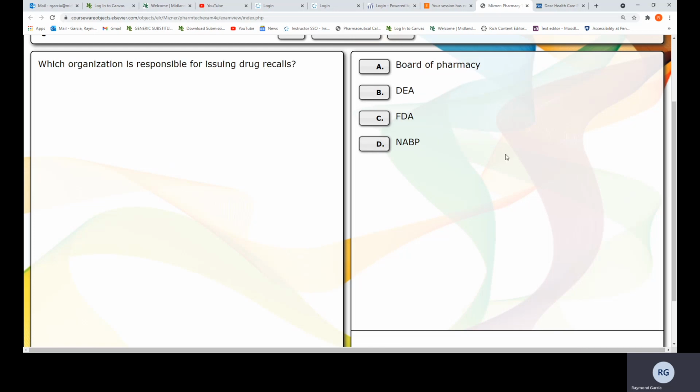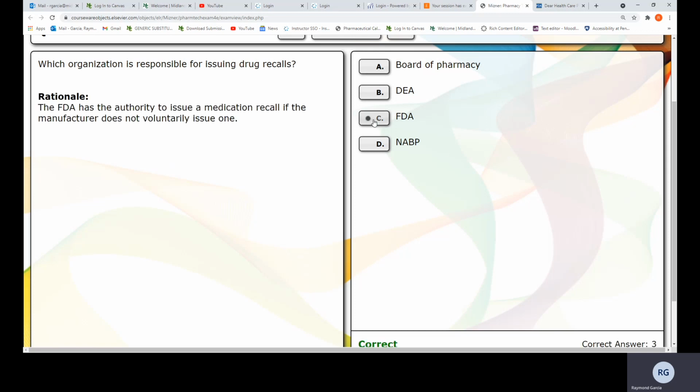Which organization is responsible for issuing drug recalls? FDA. Responsible for issuing drug recalls is the FDA. The FDA has authority to issue a medication recall if the manufacturer does not voluntarily issue it.